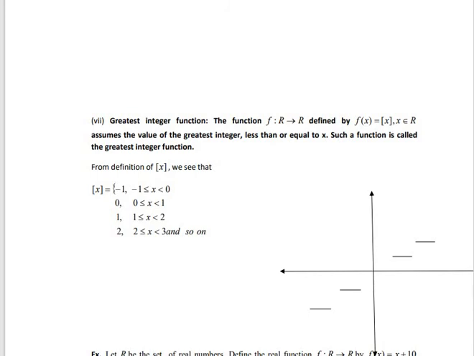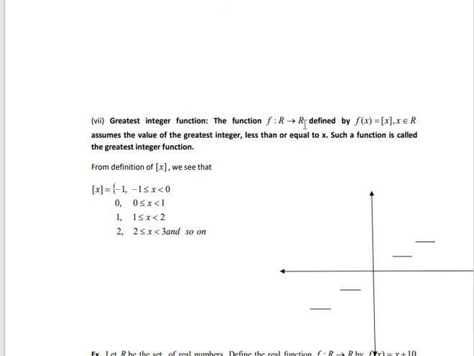Now see, a function f from R to R, denoted by f of x is equal to box of x. This symbol is a little bit similar to the modulus function. In the modulus function we used two bars, but here in the greatest integer function I have used the box bracket. If I use a box bracket, you have to understand that it is the greatest integer function.